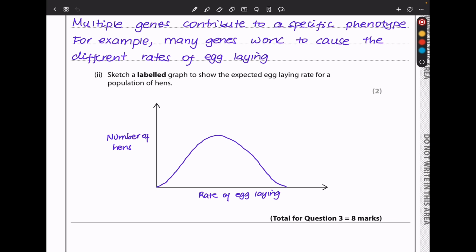So this brings us to the end of question 3. Let's continue to question 4.